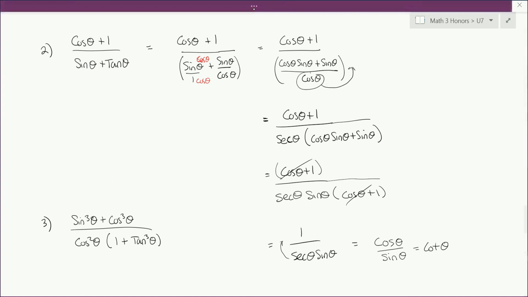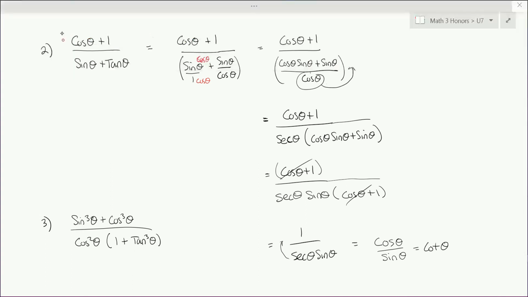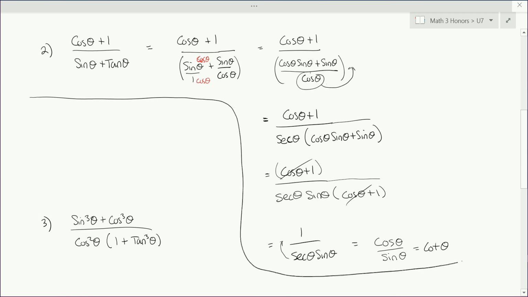This next one's going to be a little more challenging, but doable. So write that down. Sine cubed theta plus cosine cubed theta over cosine squared theta times 1 plus tangent cubed theta.